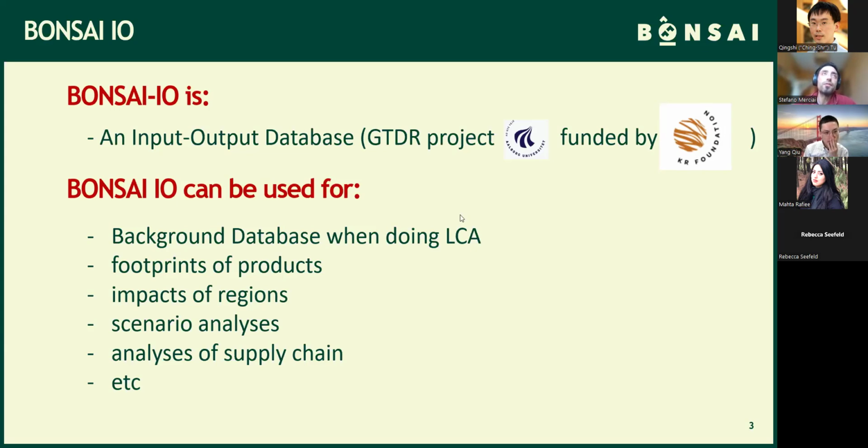It can be used for footprints of products, but can also be used for impacts of regions, so economy-wide analysis. It can also be used for scenario analysis if you want, for example, to model the consequence of changing the electricity mix, fuel mix, or some disruption in the supply of your system, and also in typical analyses of input-output tables like supply chain analysis. So it is quite a flexible tool that can be used for many different purposes.